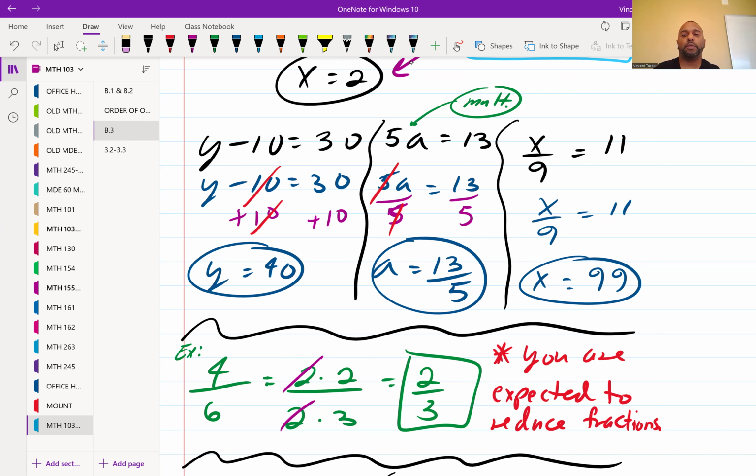Questions before we look at that last one on the right? Make sure we're okay. So we have x divided by 9 equal to 11. So that's division. I need to get rid of division by multiplying. So I will multiply both sides by 9. 9 cancels, leaving me with just x. And then on the right, 11 times 9 is 99.